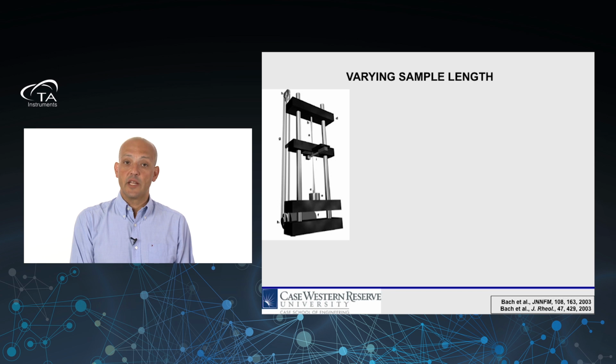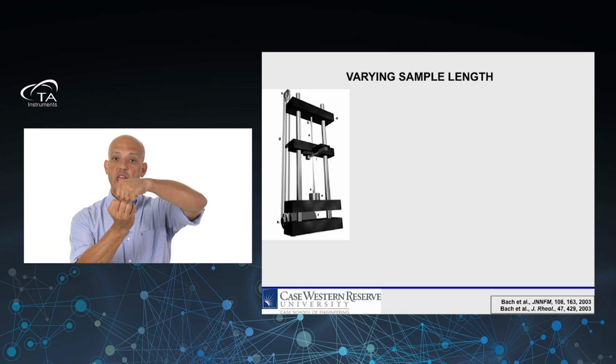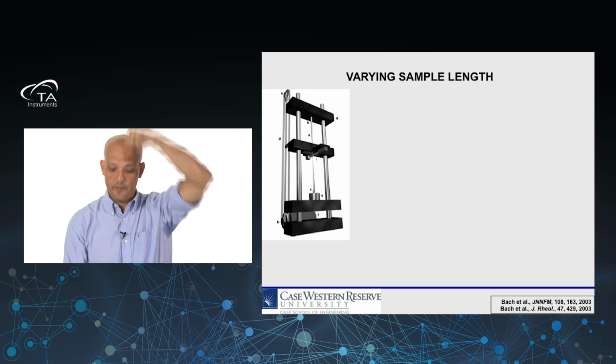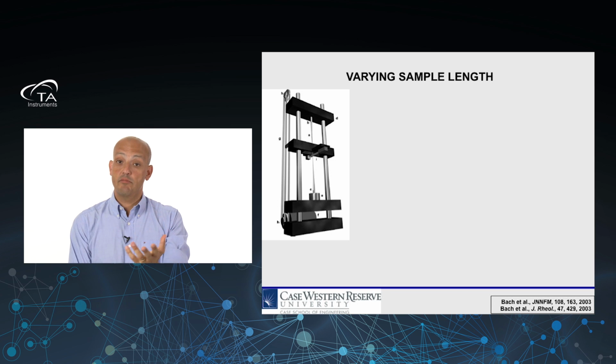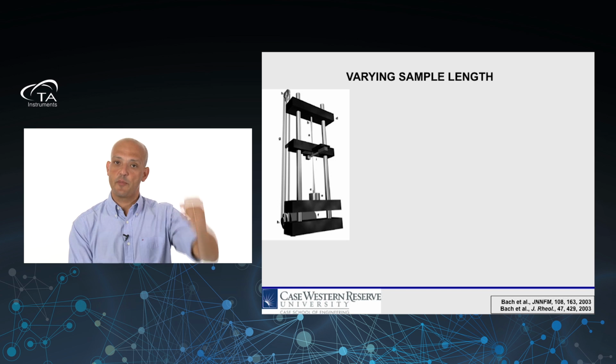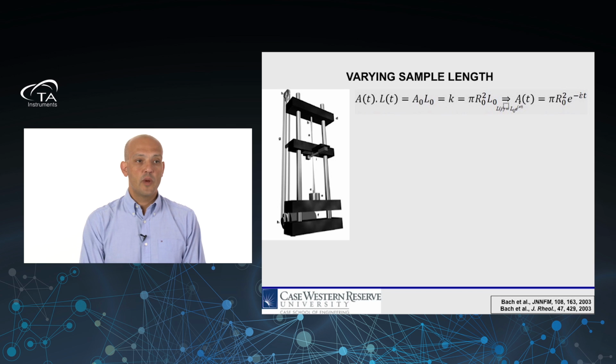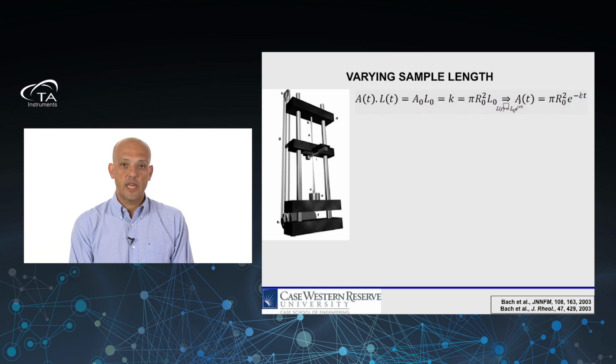So, varying sample length experiments. Here we have one of the most commonly used designs where you have two plates and you keep separating the two plates continuously in time. And you should separate these two plates exponentially, right? Because we want constant strain rate, so we know that the two plates need to separate at an exponential rate.